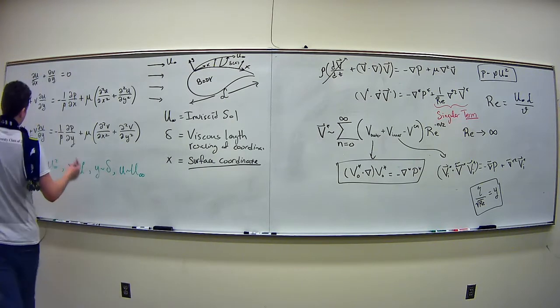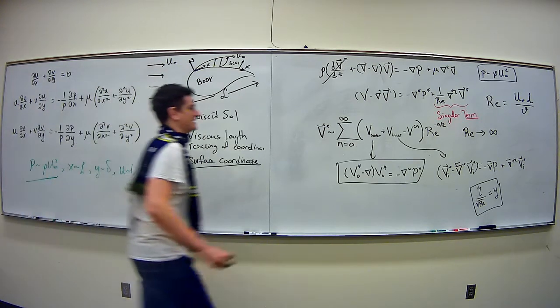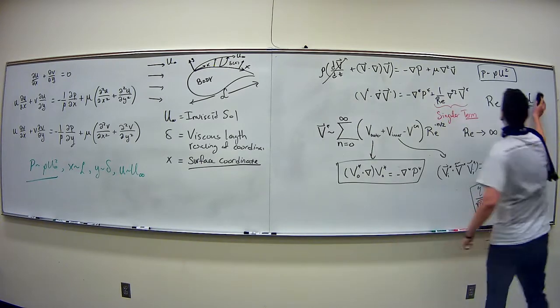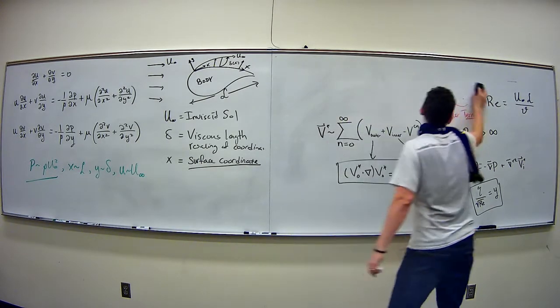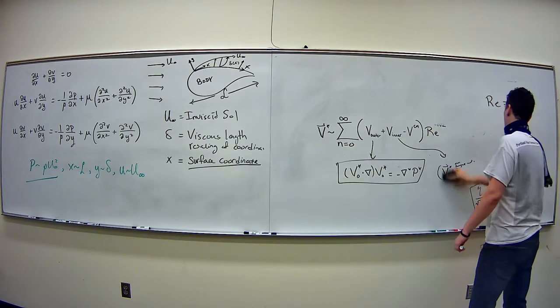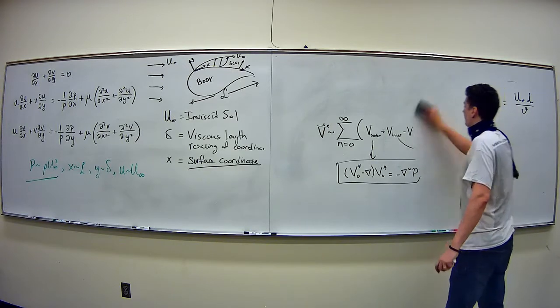Okay, so then these are just natural scales to pick. Again, why do I pick this scale for the pressure? Why? I don't know how many times I'm going to test you on this. I'm picking that scale for the pressure because I said the Reynolds number is large for all this theory to happen. Right? Asymptotically in my expansion, I said the Reynolds number is going to infinity. Well, what does that mean?